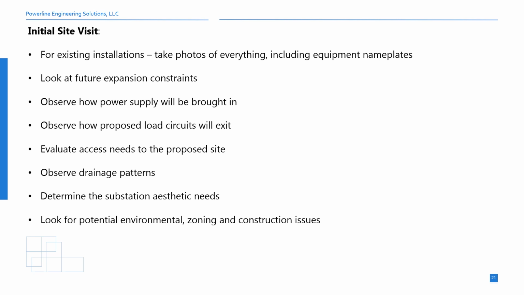The civil engineer must observe the drainage patterns around the site. Depending on the location of the site, especially in urban populated areas, the aesthetic needs of the substation should also be considered. We need to also look for any potential environmental zoning and construction issues.